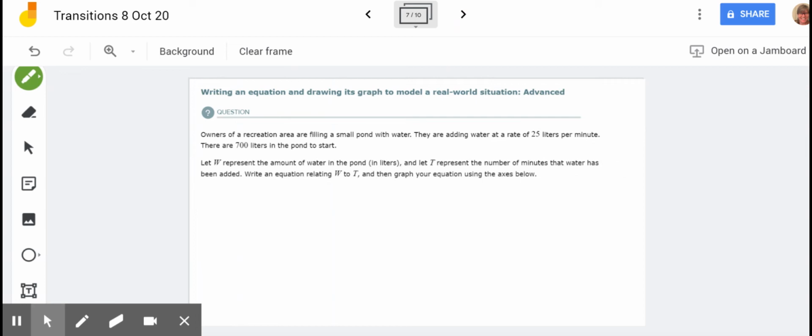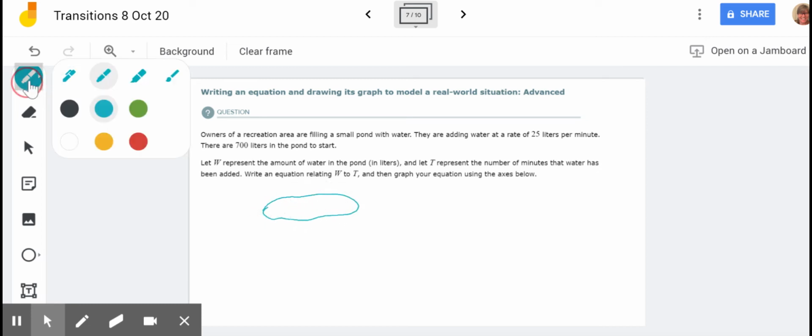All right, so this one is modeling a real world situation with a graph, okay? Owners of a recreation area are filling a small pond with water. So here we go. Ooh, there's a pond. Actually, I was going to draw a pool, but the truth is a pond isn't a pool. So let me draw the pond. Okay, so here you go. Recreation. Here's a small pond. Put a little fish in there. Okay. Fish.